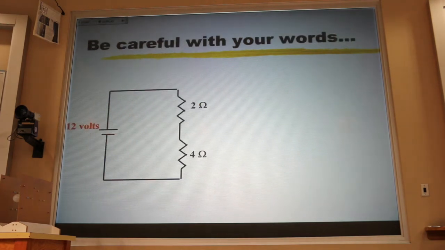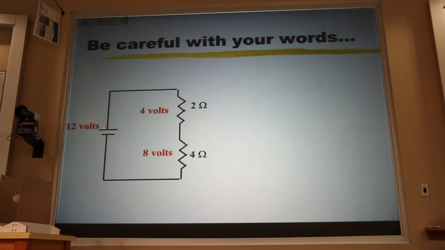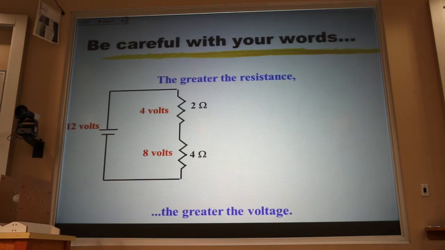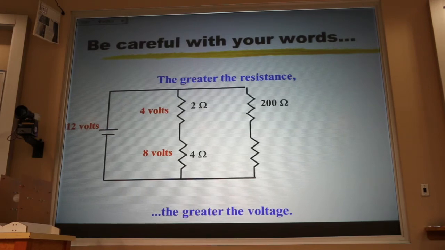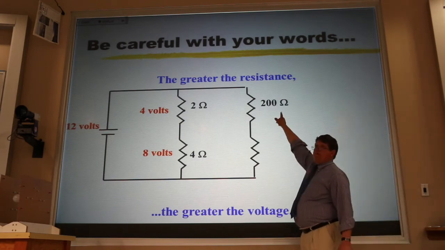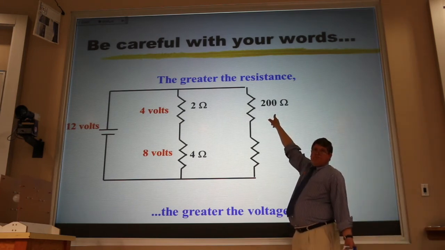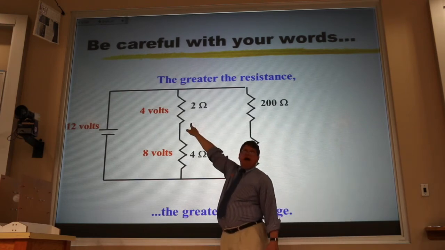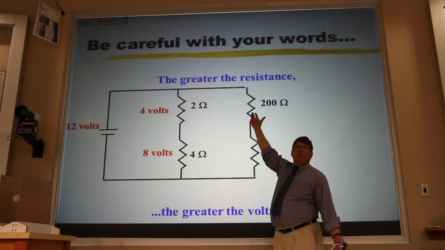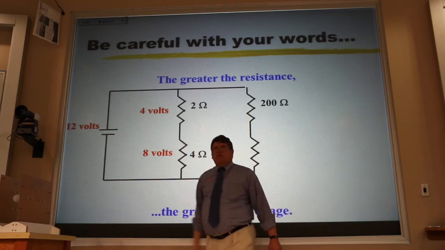Let me illustrate that with an example. If I were dividing up the 12 volts between a 2-ohm resistor and a 4-ohm resistor in series, it would be easy. The 4-ohm would get twice as much voltage, and it has to add up to 12. Now, if I memorize the greater the resistance, the greater the voltage, I'm going to get myself into trouble. Because if I try to figure out how many volts are across this 200 ohms, well, it's 100 times bigger resistance than that. It should get 100 times the volts. That's 400 volts. That's pretty impressive from a 12-volt battery, wouldn't it be?